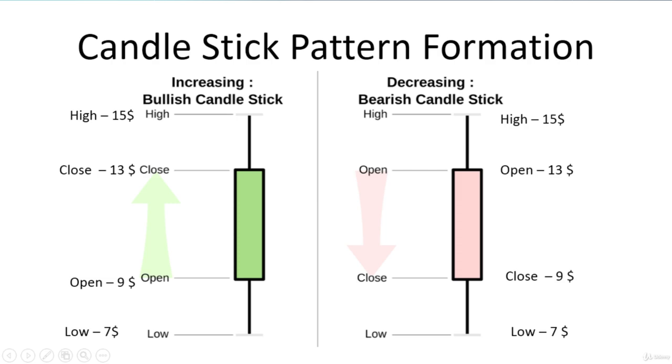On the other hand, we see an opening price of $13 and a closing price of $9, with the low and the high at $7 and $15. Then the close is less than the opening: the close is $9 and the open is $13. It means it is a negative pattern. We also call it a bearish candlestick pattern. Mind it, bullish or bearish depends on the opening and closing of the candlestick.